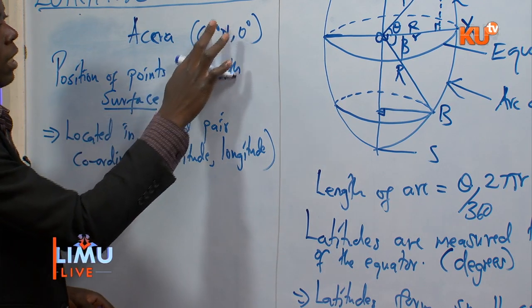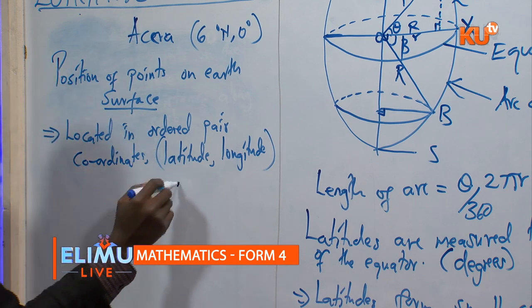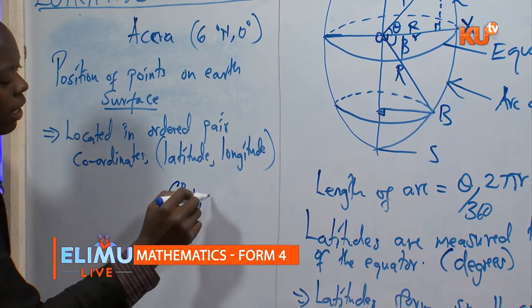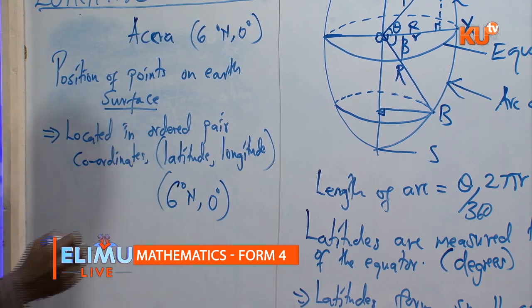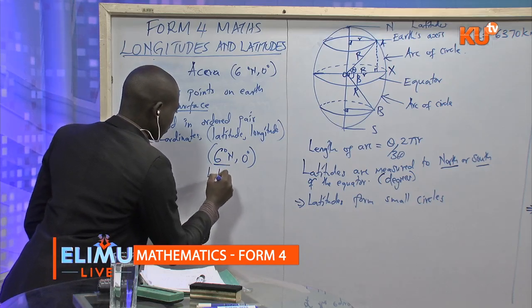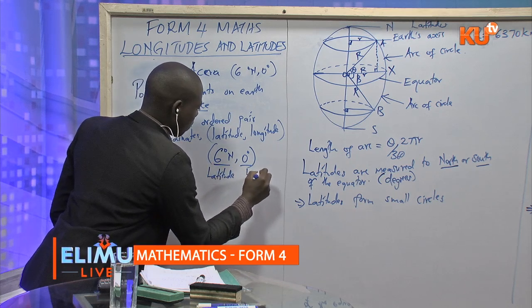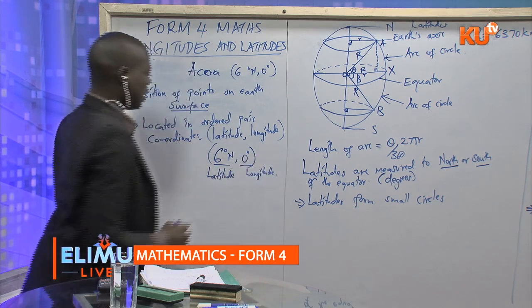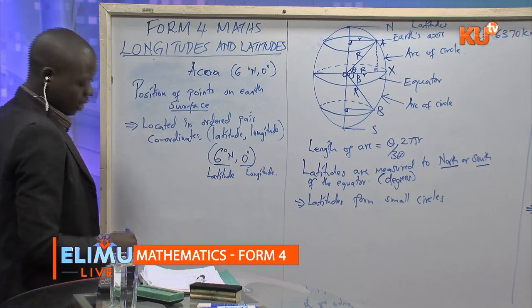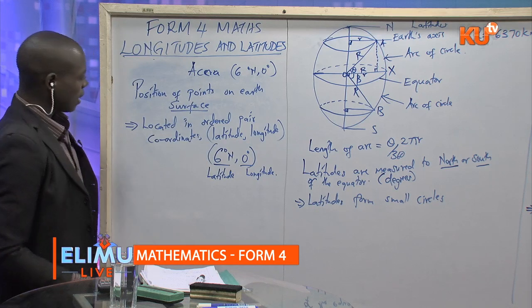Sorry, that is 6 degrees north. So if we look at 6 degrees north and 0 degrees east, it defines that 6 is for the latitude. This is the latitude, and this is the longitude. That is how we define the points, how we locate the points on the Earth's surface.